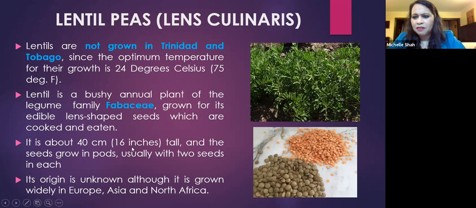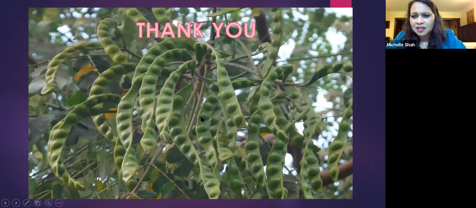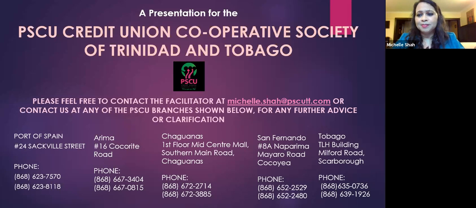So we come to the end of another agricultural session on legumes, and we saw a wide variety of types, some grown in Trinidad and some which are not. But we make a lot of use of peas and beans, especially persons who are on vegetarian diets, and it's for healthy living. It is usually best to have these high protein meals.